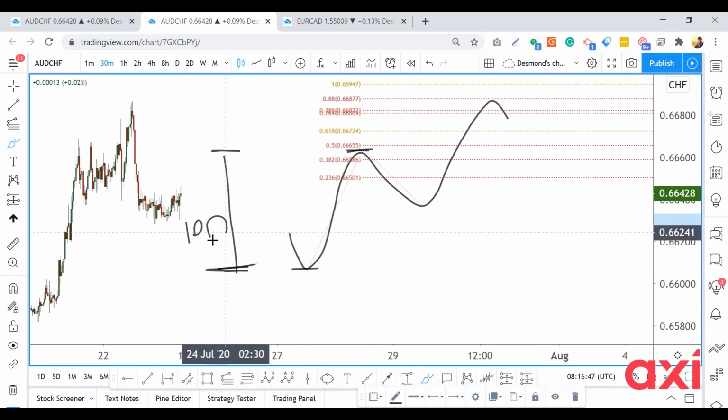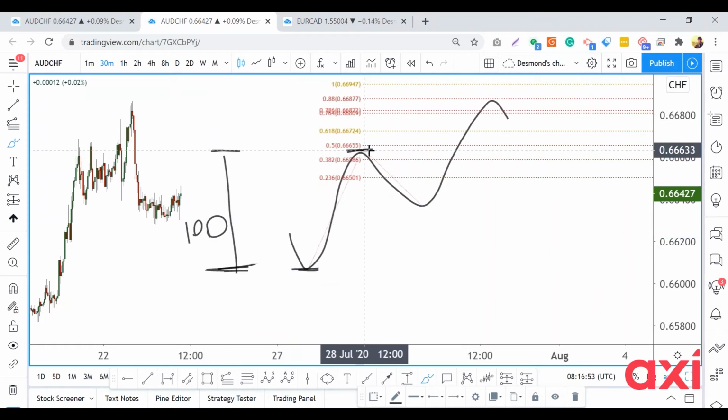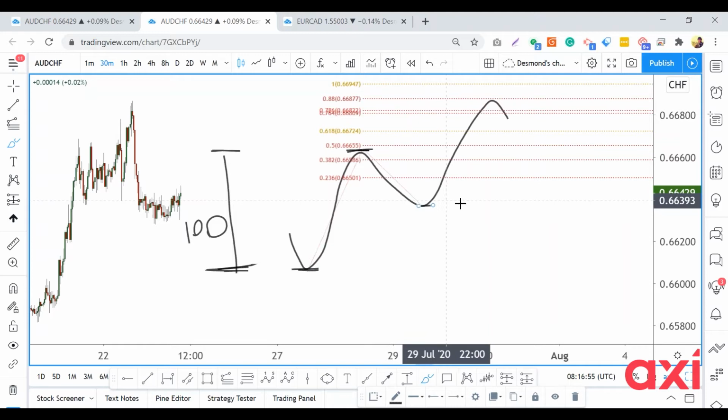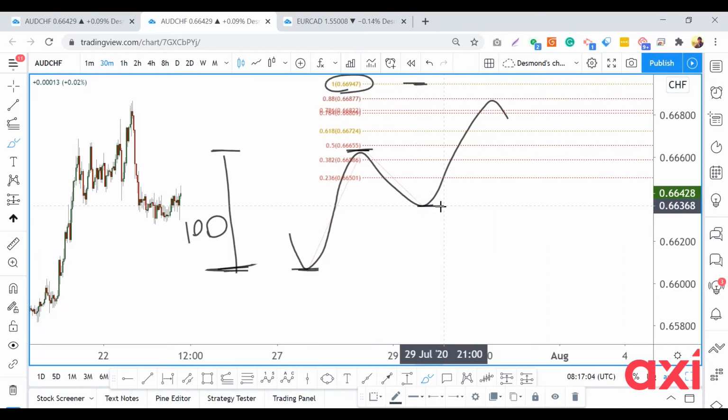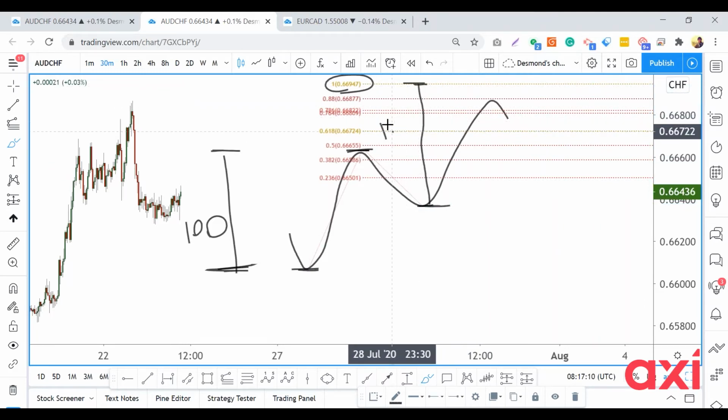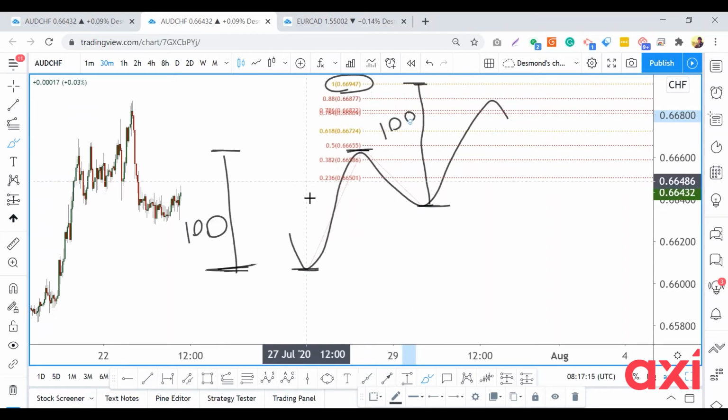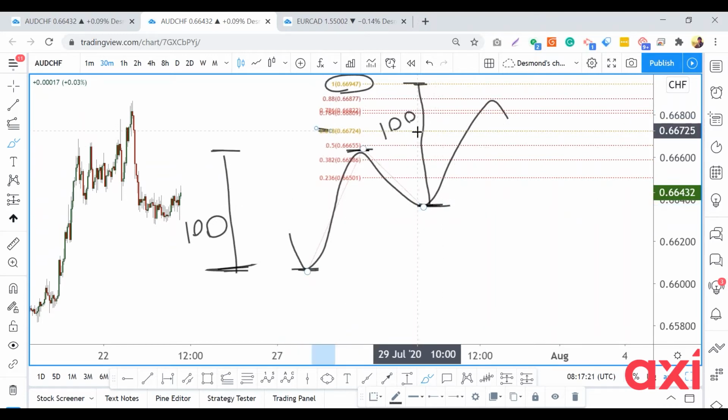So assume this is 100 pips. You're taking the vertical distance of the first move and you're projecting it from here. So if this is 100%, that means the distance from here all the way to here is 100. A 61.8 extension means that the distance from here to here is 61.8 units. So the difference between a retracement and extension.